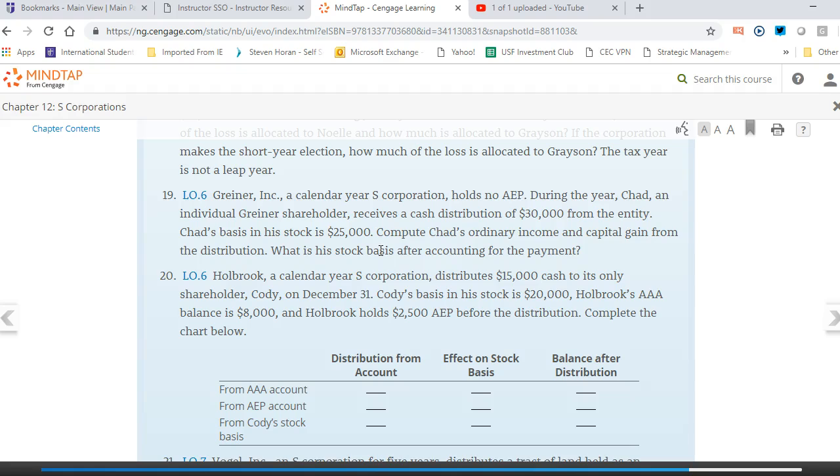Hopefully you can just think this through and go, well, his basis is 25. He received 30. So the basis goes down to 0. So 25,000 is simply treated as a return of his investment, so it's tax-free. 25,000 gets put in his pocket tax-free. The other 5,000 he would pay capital gain tax on. So he takes 5,000 and pays capital gain tax. 25,000 is completely tax-free.